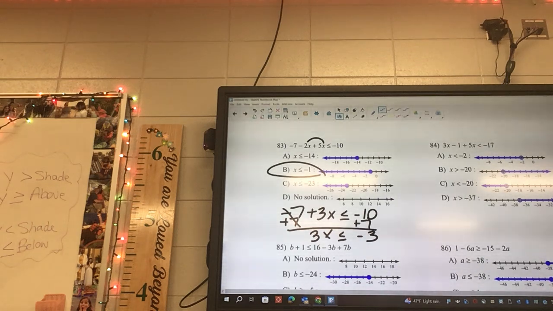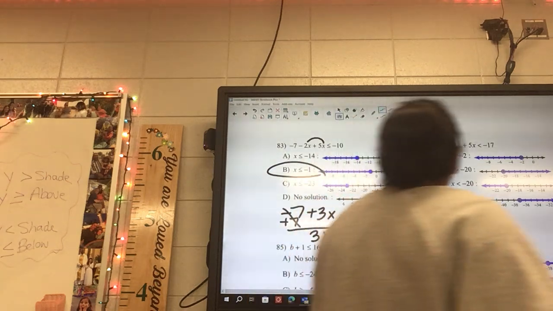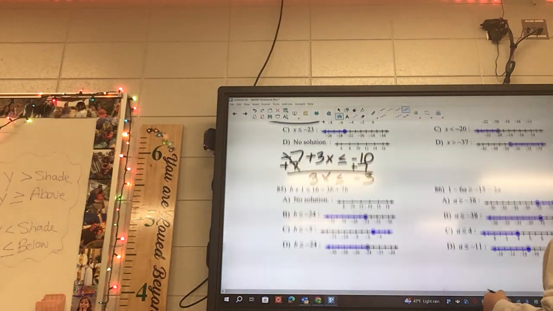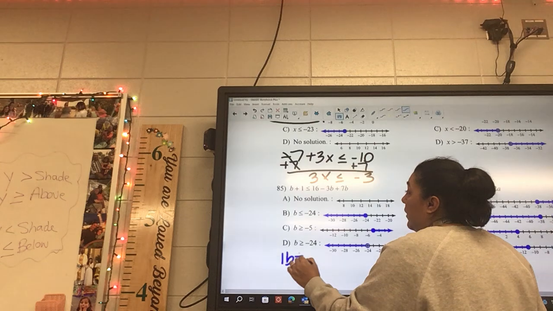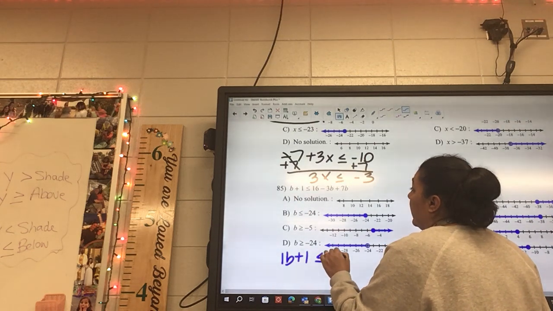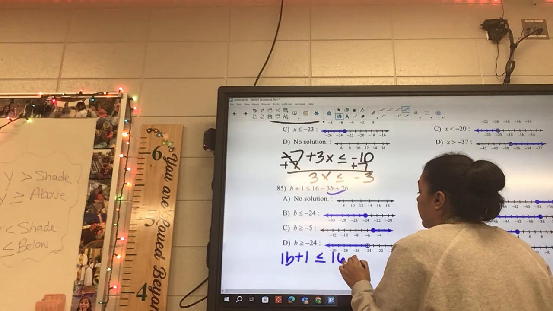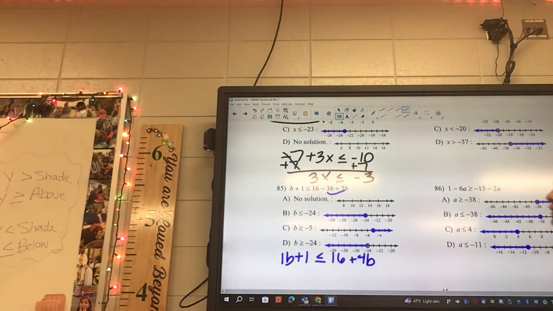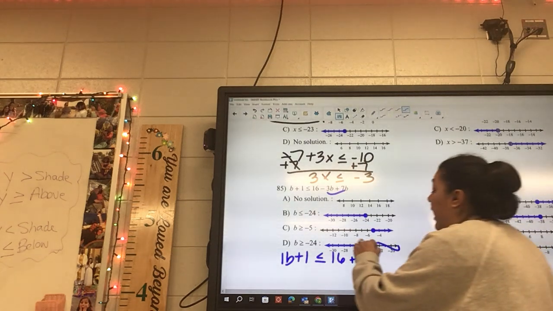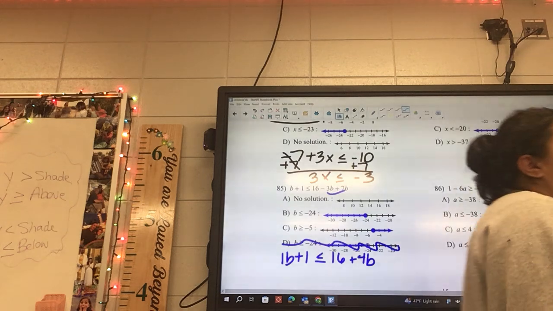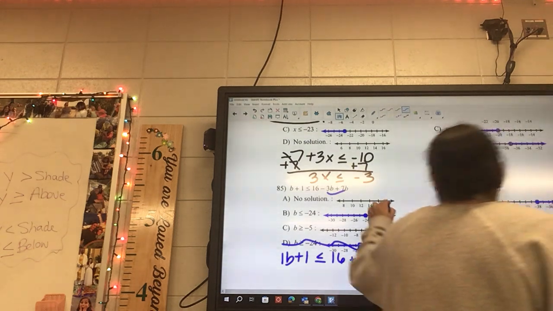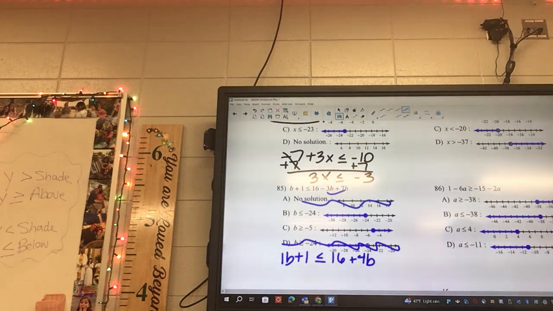Okay, 85. Again, you're going to go through and combine. So I'm going to get 1b plus 1, and I'm going to get 16, and then I can combine these two, so a positive 4b. For starters, what can I cross off? I can cross off D, and I'm willing to bet, have I ever had you do one with no solution? No, so the chances of it being that are not. So at the very least, you have a 50-50 shot.